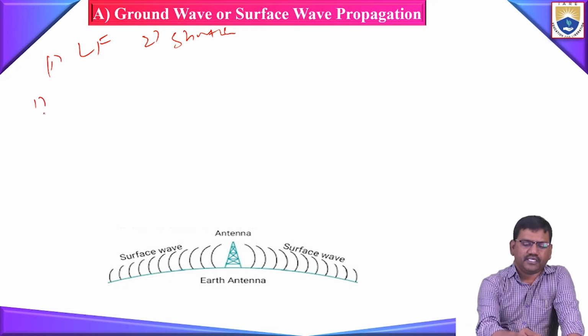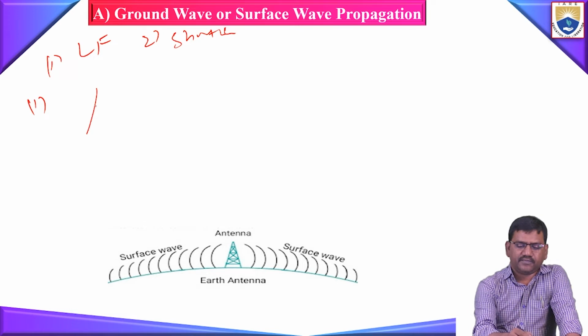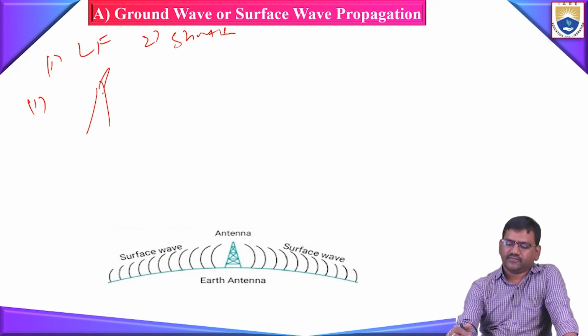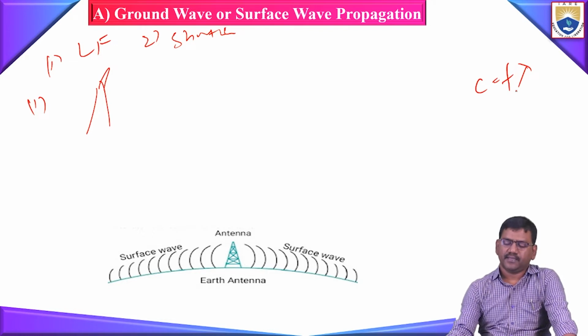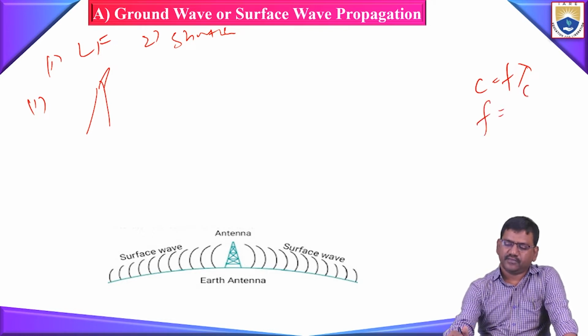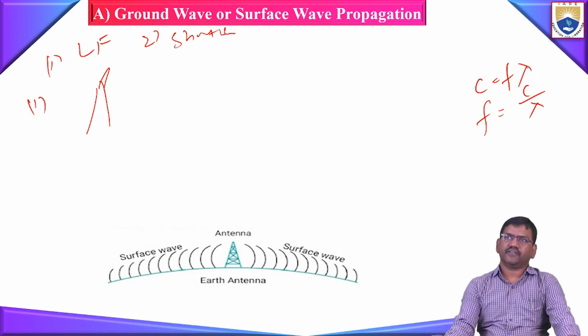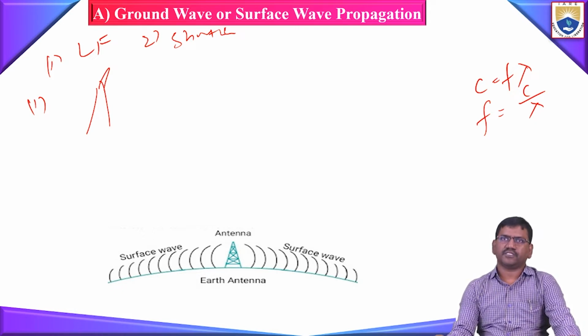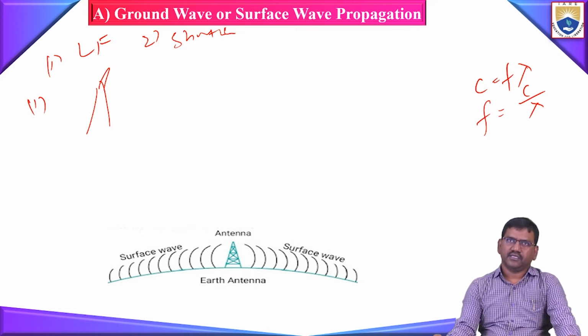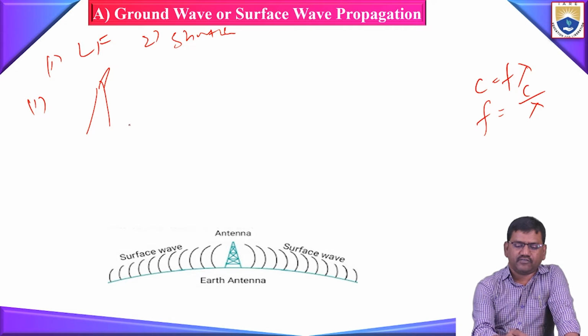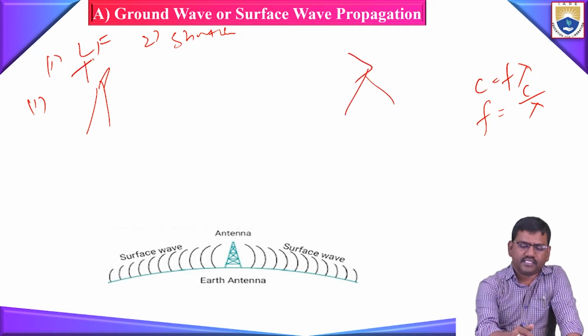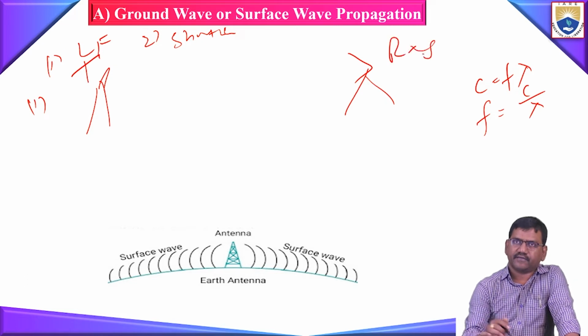The first one, you can see here. Suppose there is a transmitting antenna. As we know, C is equal to F lambda, and F is equal to C by lambda. It means that the frequency and the wavelength are inversely proportional to each other. Suppose I consider the distance between the transmitting antenna and the receiving antenna. This is the transmitting antenna and this is the receiving antenna.